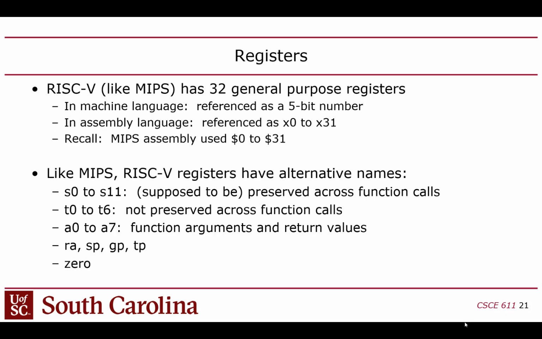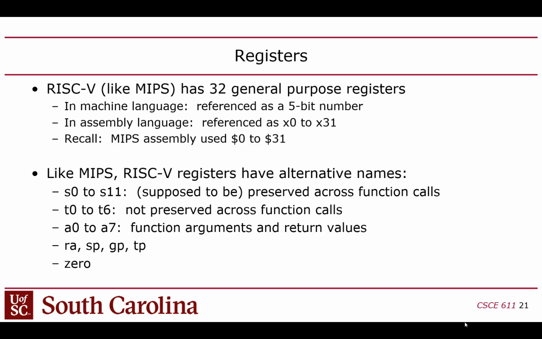So in comparison to MIPS, RISC-V was designed to be very similar. They both have 32 general purpose registers. In machine language, those registers are referred to by a 5-bit address, so you put 0 to 31 in there. You'll see an address associated with a register, which seems kind of weird because it's a register number, but it's the address in the register file.